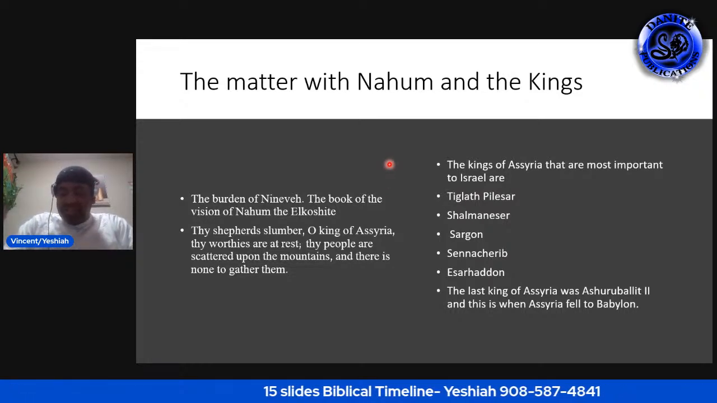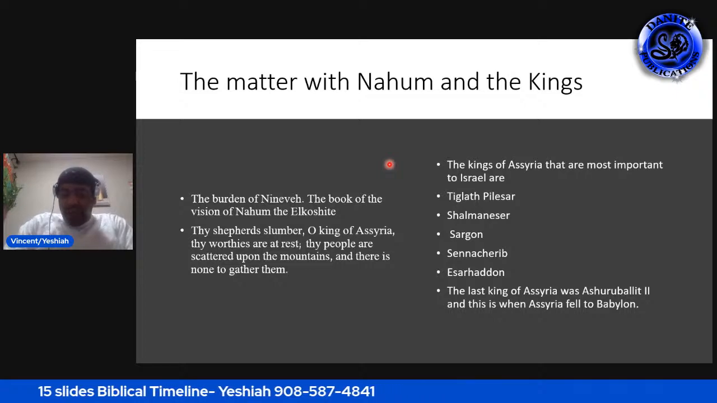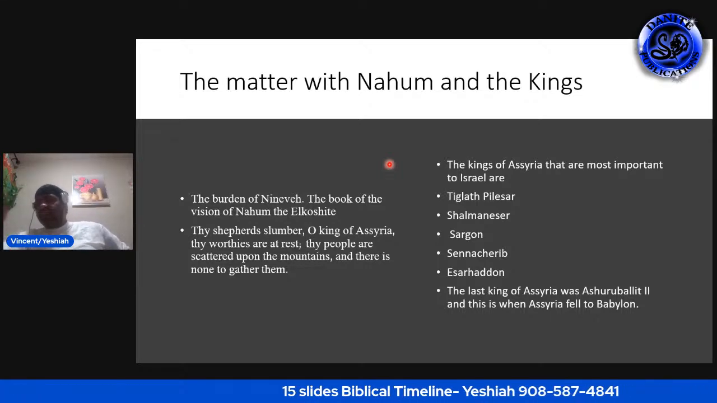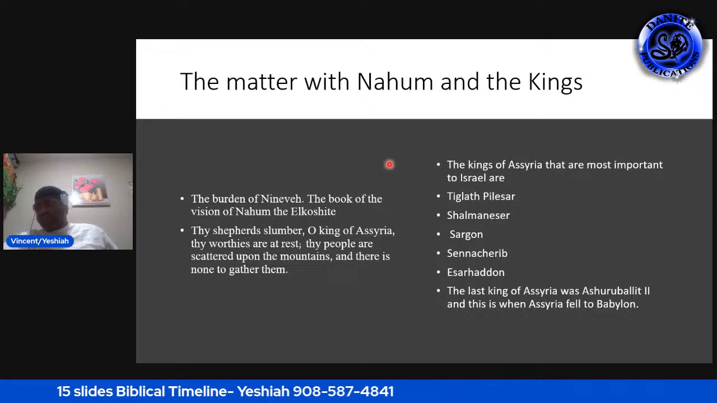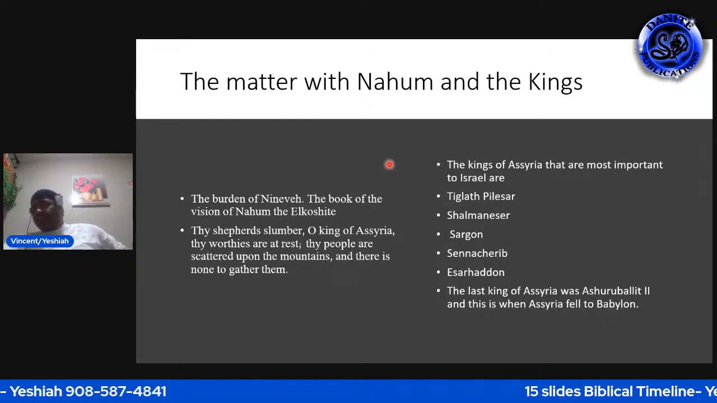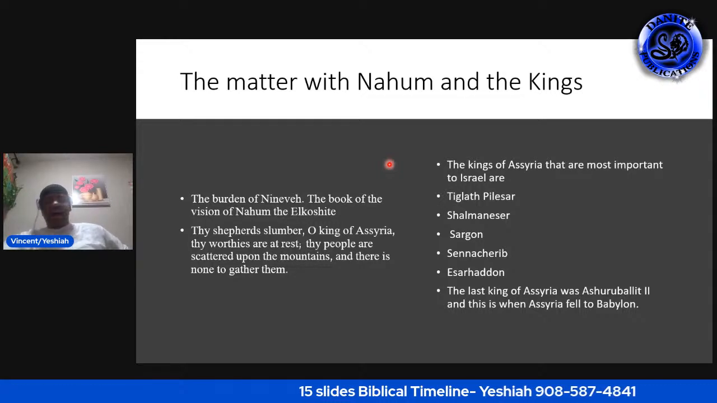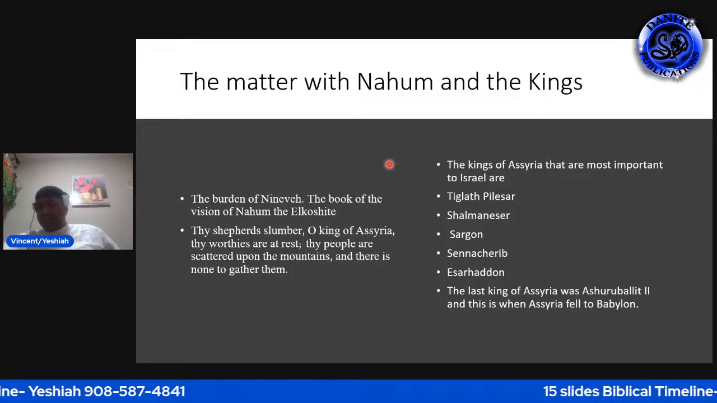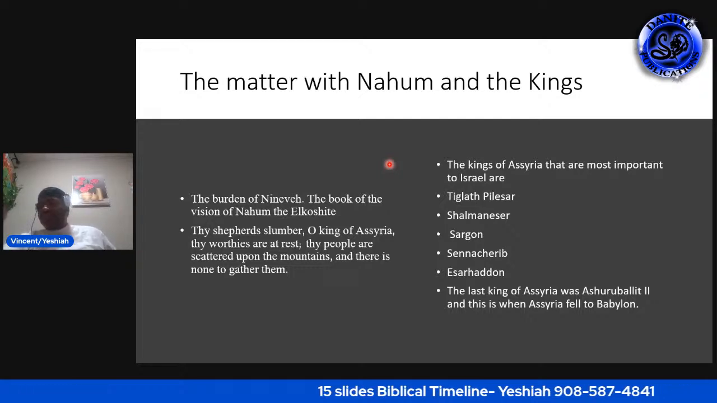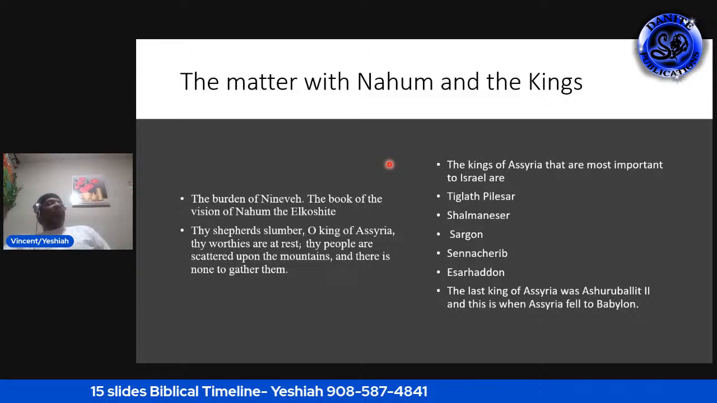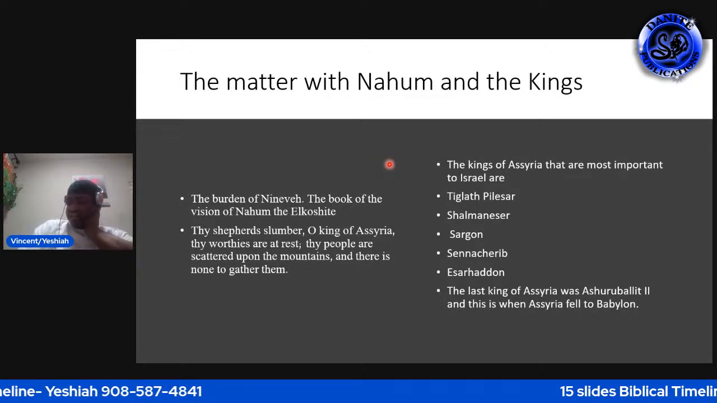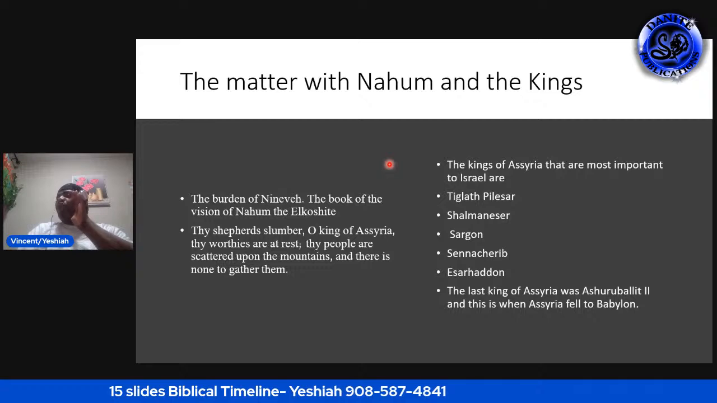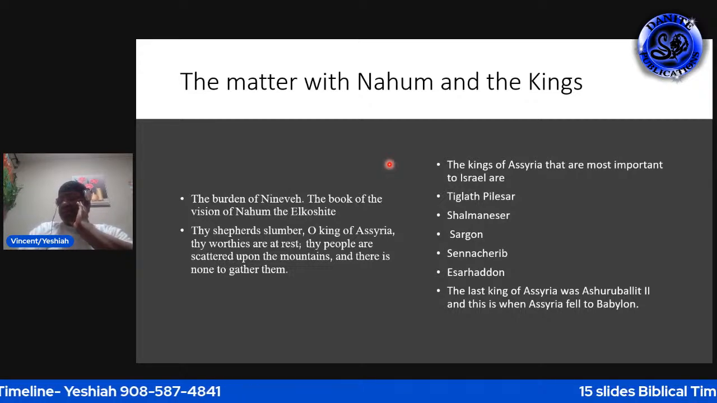The kings of Assyria that are important to Israel are Tiglath-Pileser, Shalmaneser, Sargon, Sennacherib, and Esarhaddon. Now, Tiglath-Pileser is mentioned in the book of Kings, chapter 16. Shalmaneser is mentioned in the book of Kings, chapter 18. Sargon is mentioned in the book of Isaiah, chapter 20. We read that earlier. Sennacherib is mentioned in the book of Kings, also in chapter 18. And Esarhaddon is mentioned in the book of Chronicles, chapter 30, all the way to chapter 33. Brothers and sisters, these kings of Assyria spoke of the Israelites. The Israelites spoke of these kings of Assyria. So the time frame and the timeline that we're talking about coincide with each other when we're getting into this. Next slide.